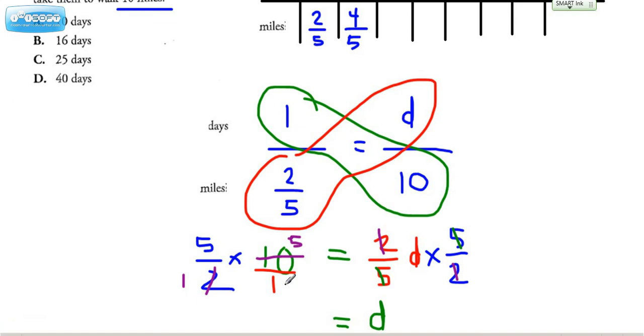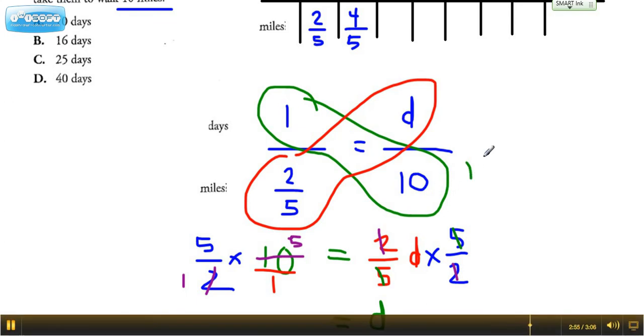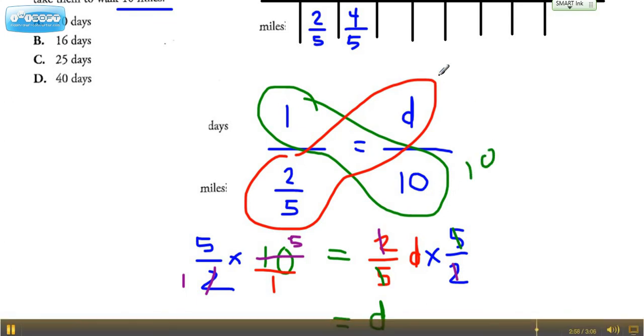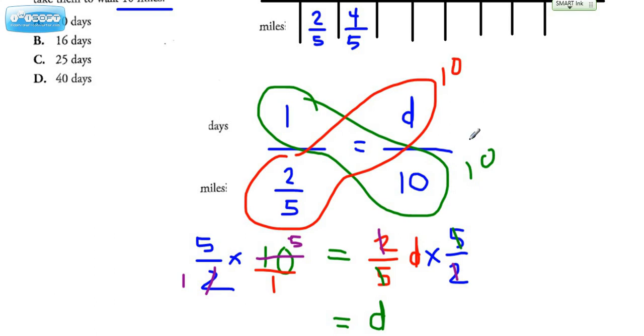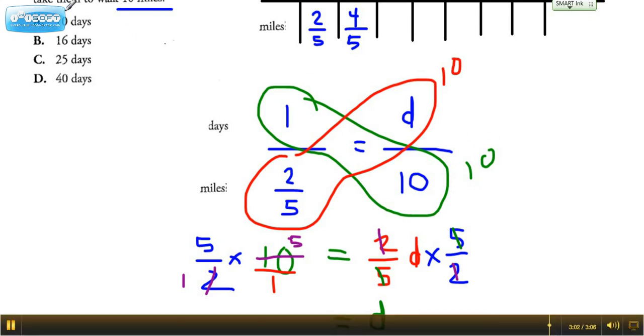Because remember, the green cross product has to equal 10. So whatever you pick, it also has to be equal to 10. So just double check to make sure that the cross products are equal, whichever one you choose here.